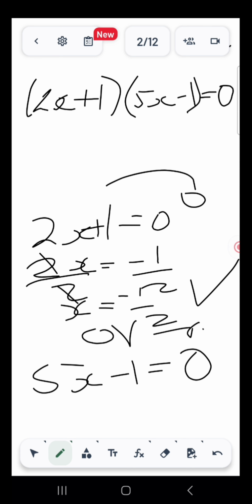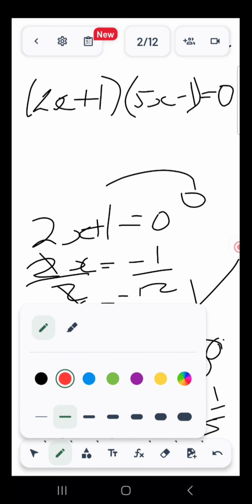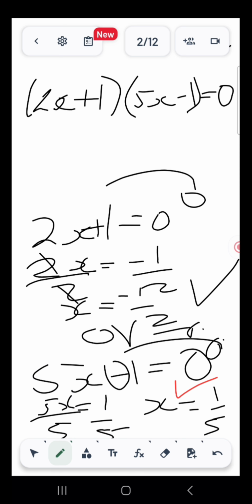See, Lana, same thing. Transpose the negative 1, the negative will turn into a positive, so you'll have 5x equals positive 1. Divide by 5. Remember, when we solve for x, x must be 1. And then you say x equals 1 over 5. So you get a mark also for this.